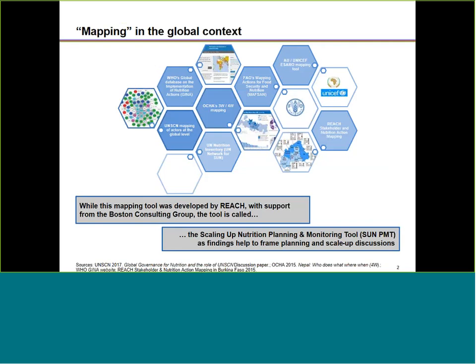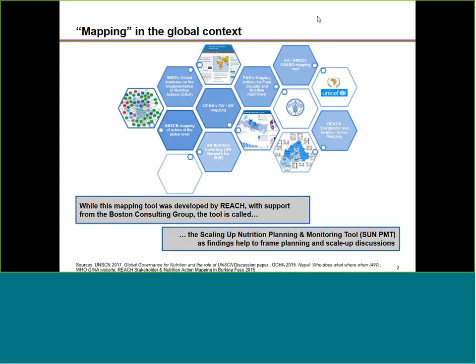The REACH mapping exercise is among many mapping exercises at both the global and country levels. For example, the United Nations System Standing Committee on Nutrition, UNSCN, recently mapped 167 global nutrition actors as presented in their discussion paper on global governance. Another example is the WHO Global Database on Implementation of Nutrition Actions, otherwise known as GINA. Other examples include OCHA's 3W and 4W exercises, MAFSAN from FAO, and the UN Network's UN Nutrition Inventory. These exercises provide a variety of valuable inputs for the understanding of the nutrition landscape at both the global and the country levels.